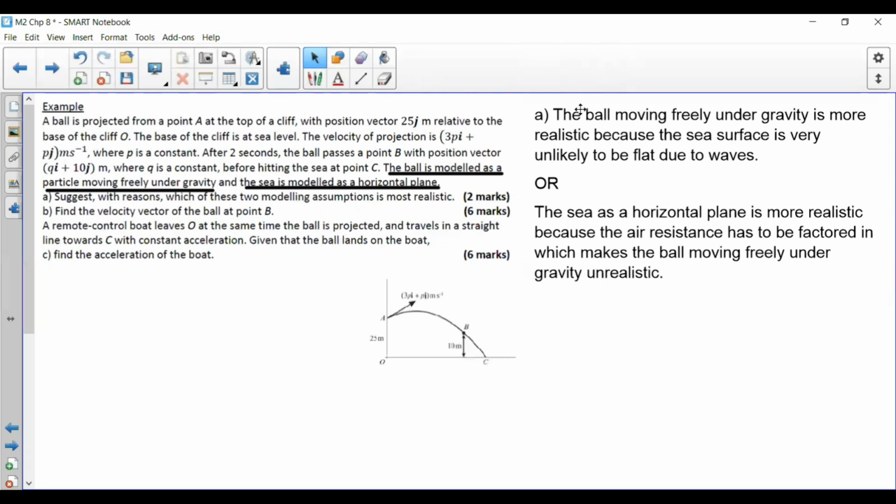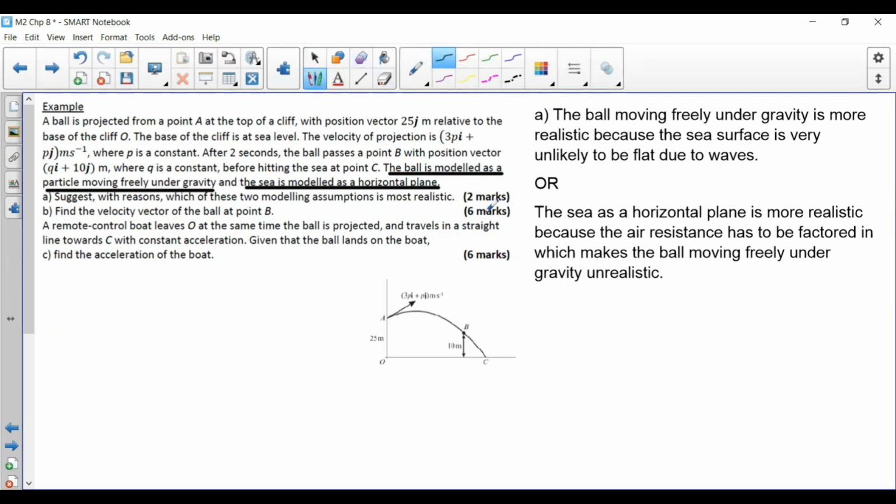So in the first answer, I changed my wording a little bit. You should say the ball moving freely under gravity is more realistic, because that's the assumption. It's not about the particle; it's about the freely under gravity. Or you can say the sea as a horizontal plane is more realistic because the air resistance has to be factored in, which makes the ball moving freely under gravity unrealistic. But both of them are equally fine, so you can choose one.